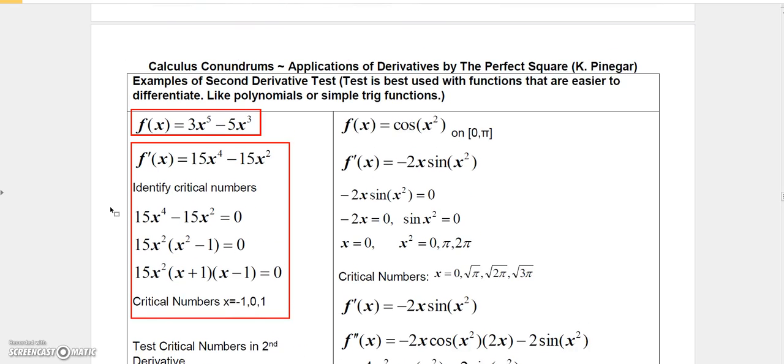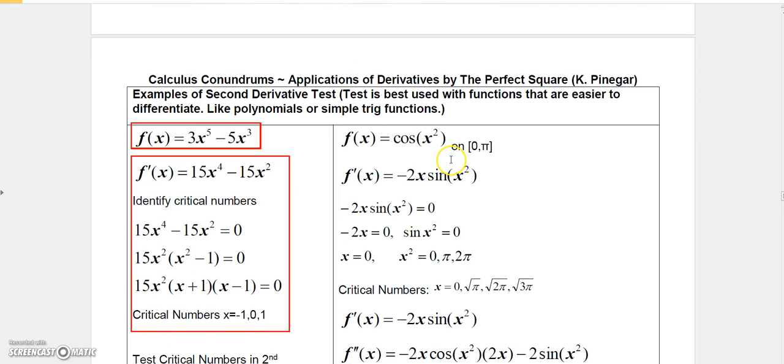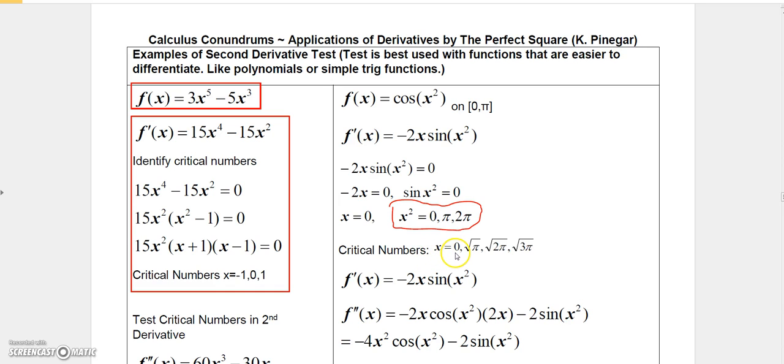Okay, let me show you what happens on this trig function. I'm going to look for extrema on this trig function only on 0 to pi. So here's what I'm going to do. I'm going to take the derivative of cosine x squared, and I'm going to get minus 2x times sine x squared. And then if I set that equal to 0, I'll get minus 2x equals 0, so x equals 0, that's one answer. And then if I say sine of x squared equals 0, well, I know that sine of 0 is 0, sine of pi is 0, and sine of 2 pi is 0. Okay, so the critical numbers would be 0, square root of pi, square root of 2 pi, and square root of 3 pi.